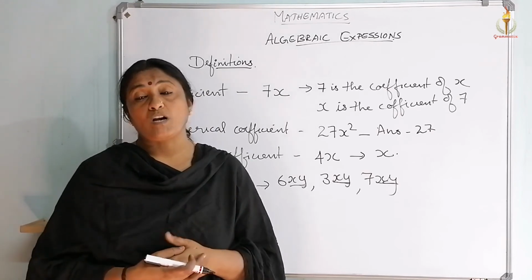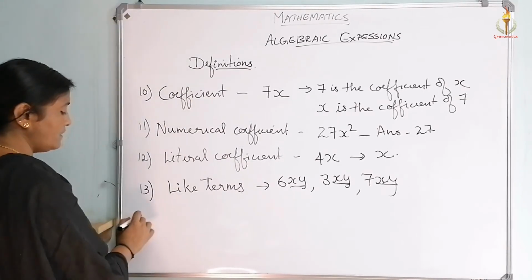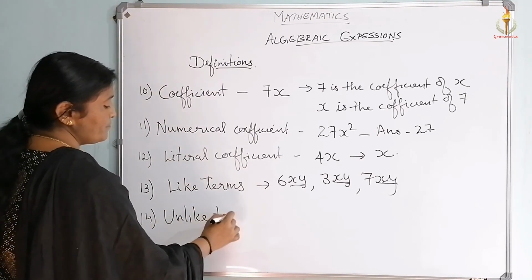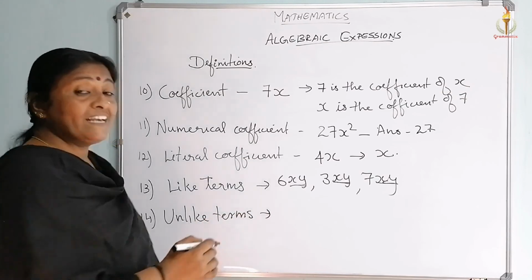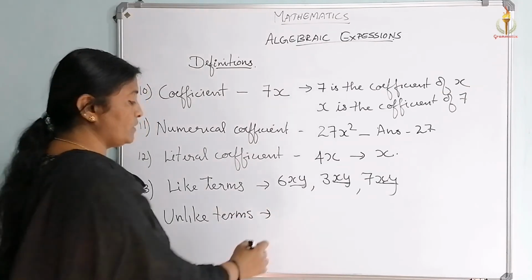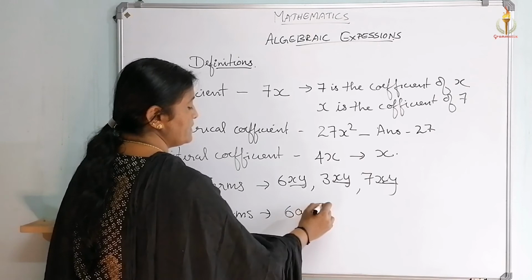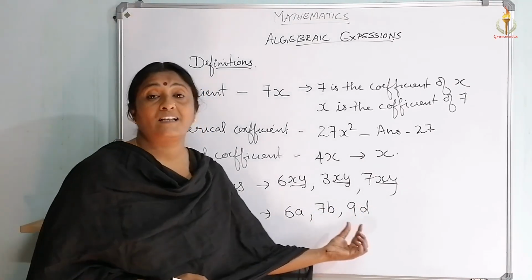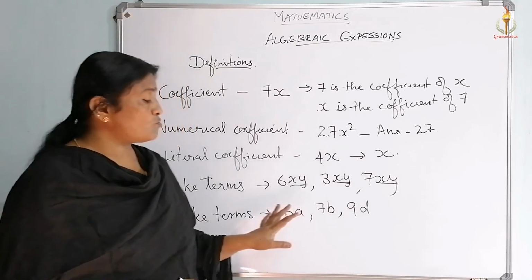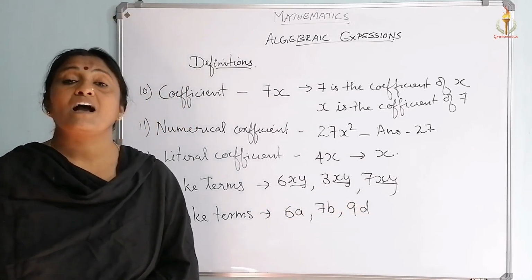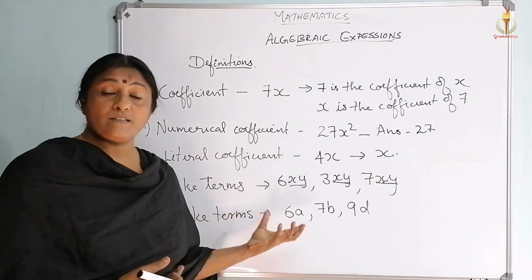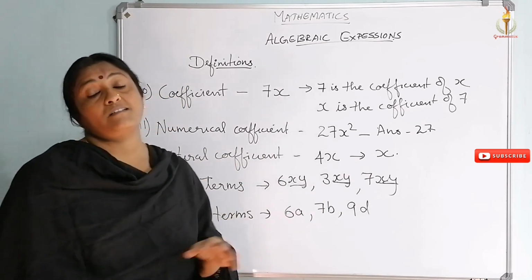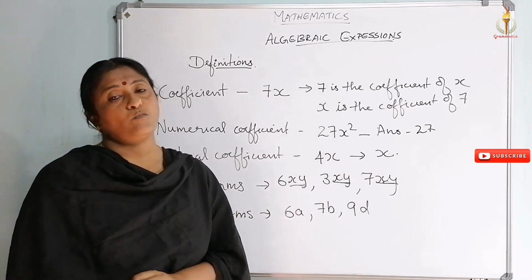So similarly, when you talk about unlike terms, here also the same thing. As the name indicates, you will be having different literal coefficients. So it can be 6a, 7b, 9d. So these are all having different literal coefficients. So these terms are unlike terms. So like terms means terms having the same literal coefficients, and unlike terms means terms having different literal coefficients.